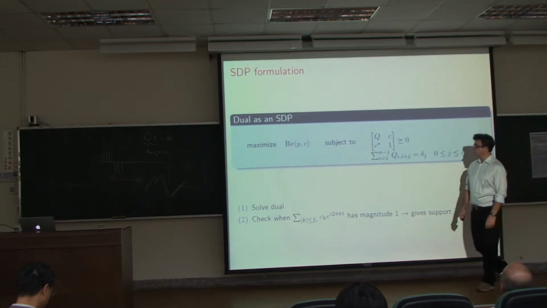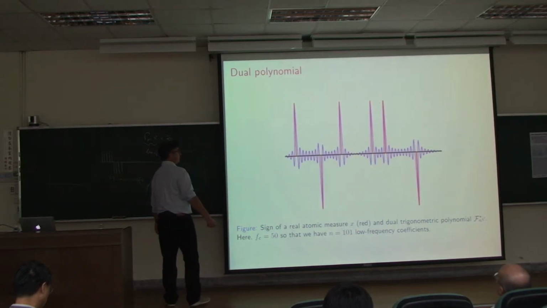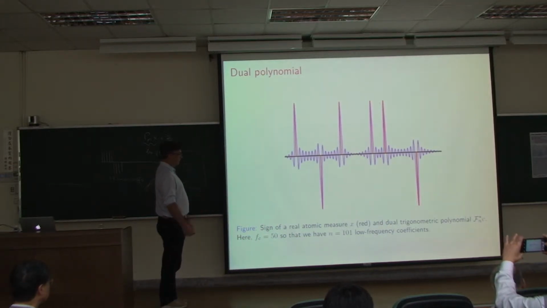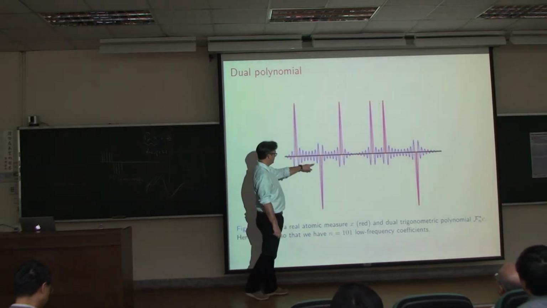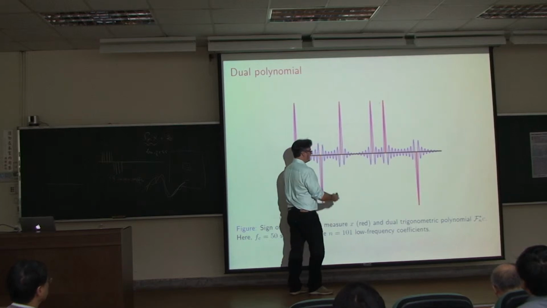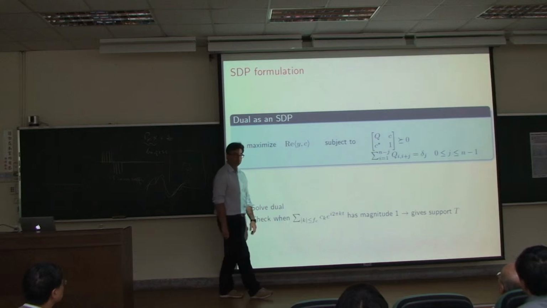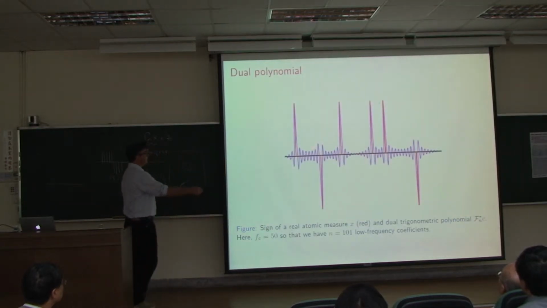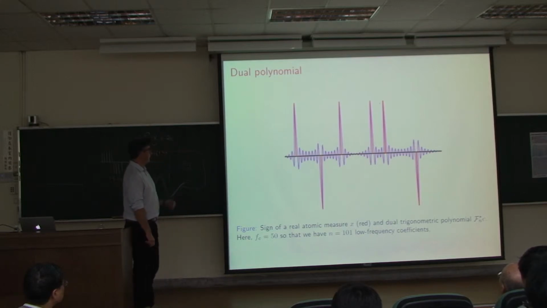So let me show you some numerical experiments. Here is an experiment. Here I've got a real measure, a real signal, and here you see the sign of the signal in red, and in blue the trigonometric polynomial as found by the semi-definite programming solver. And what you see is that when the trigonometric polynomial reaches a value of plus or minus 1, it exactly corresponds to a location where the signal is not zero.